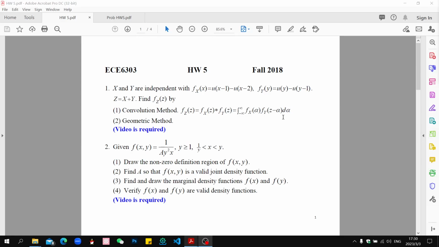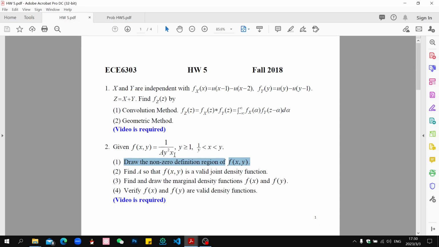This is the video for homework 5, question 2. Okay, given the joint density function 1 over a y squared x, y is larger than 1, and x is between 1 over y and y. First, we have to draw the non-zero definition region of fxy.